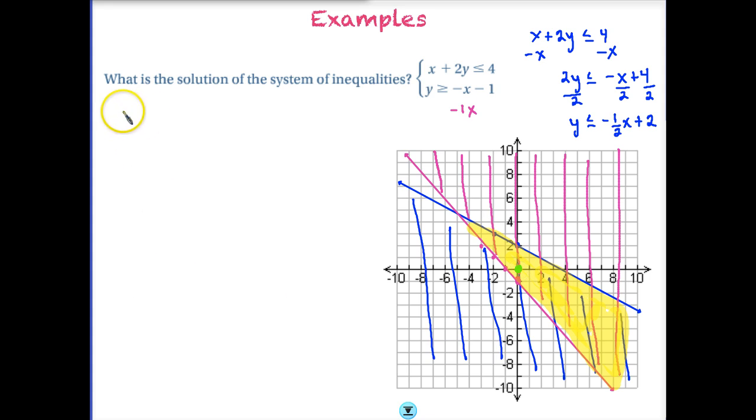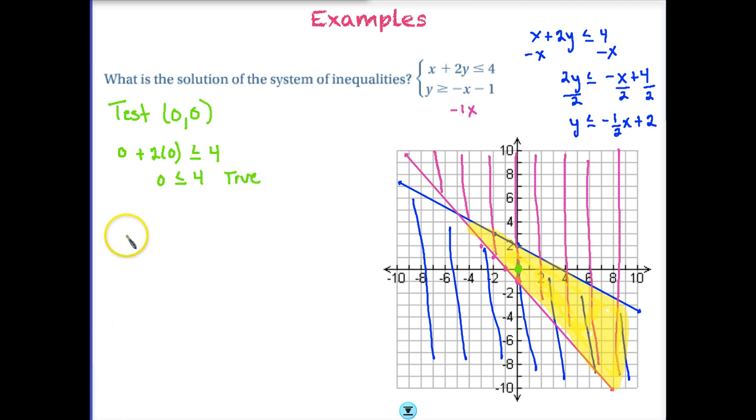So let's do a test. Let's test and make sure that we shaded the correct area. So we're going to test 0, 0. What that means is we'll plug in 0, 0 for x and y, and we'll make sure that the left side of the equation does in fact equal the right side on both of these. Okay, so 0 plus 2 times 0 is just 0. And 0 is less than or equal to 4, so this worked. This is a true statement.